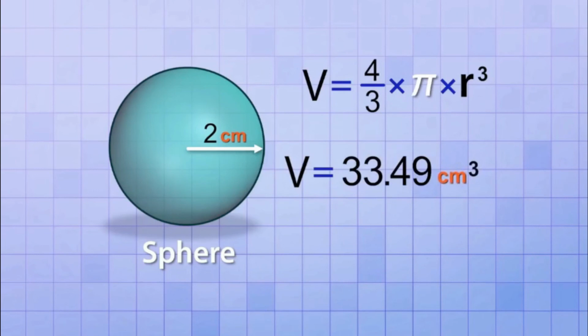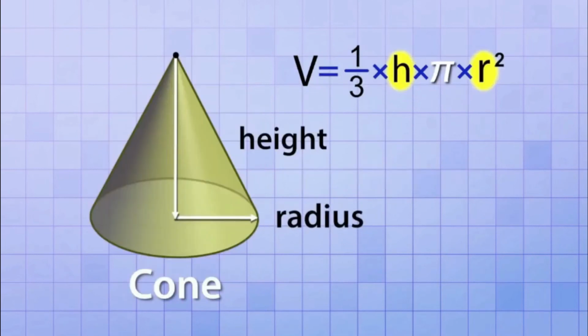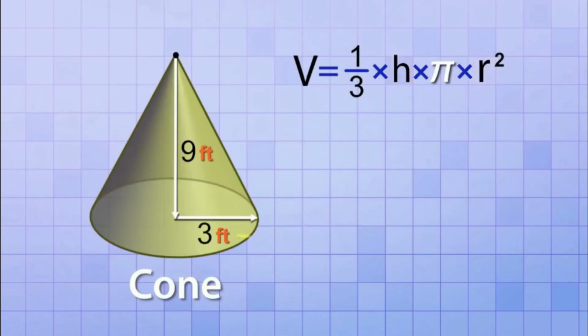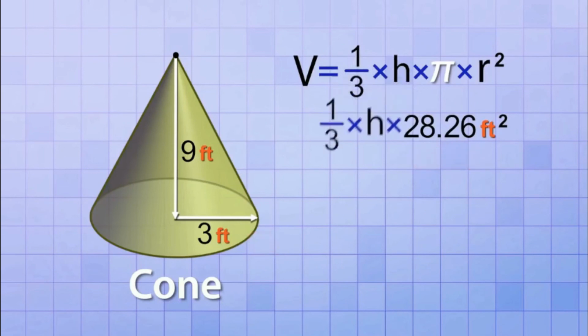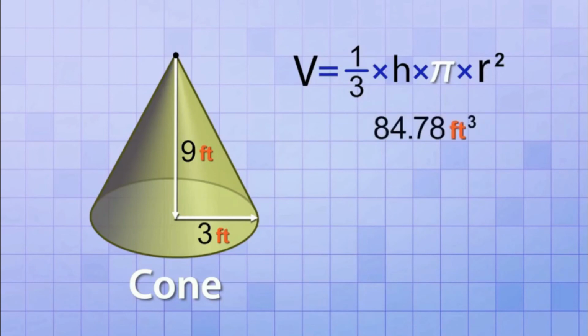Lastly, we have a cone with radius 3 feet and height 9 feet. So we just put the value of the radius in r square. We have 3 feet into 3 feet, which is equal to 9 square feet, and then we put the value of pi equal to 3.14 and multiply. We get 28.26 square feet. Now that is the area of the base. So we need to multiply it by 1/3 of the height. The height is 9 feet, we replace it, and we get that to be 3 feet ultimately. And on multiplication we get 84.78 cubic feet as the volume of the cone.